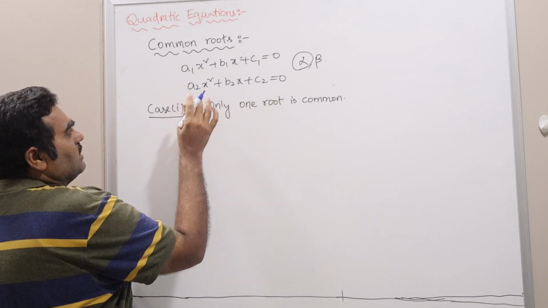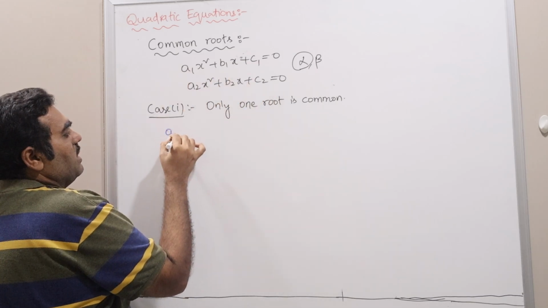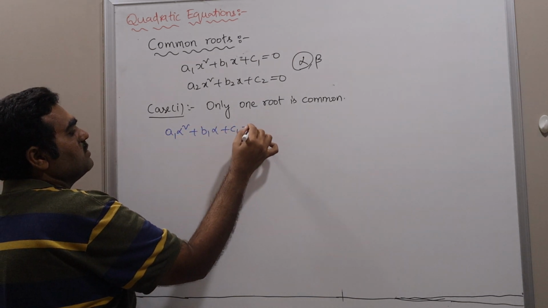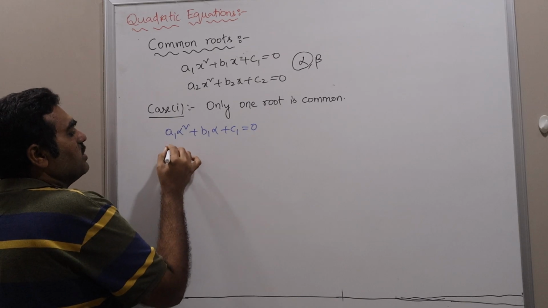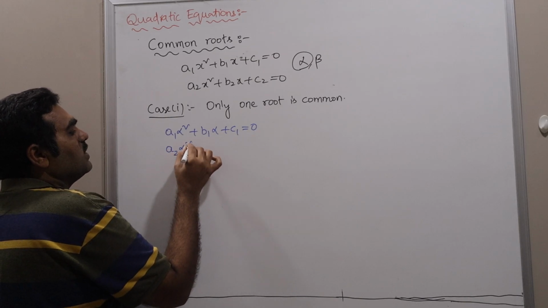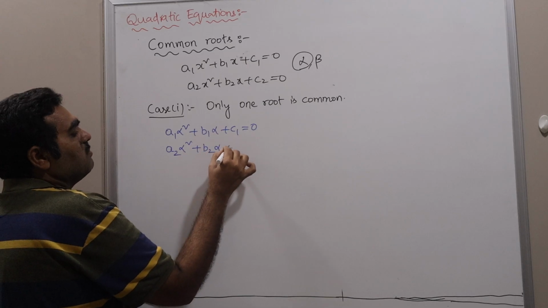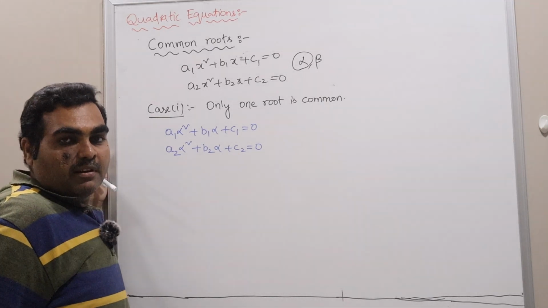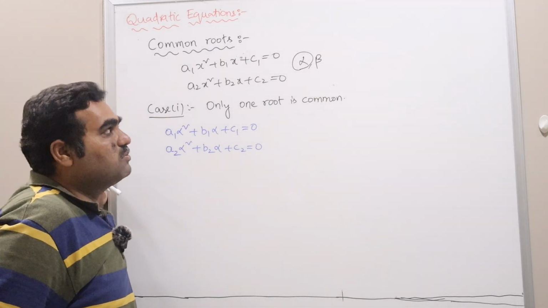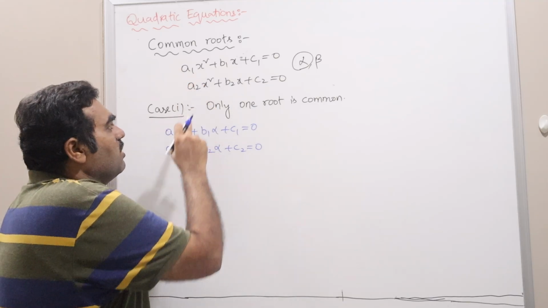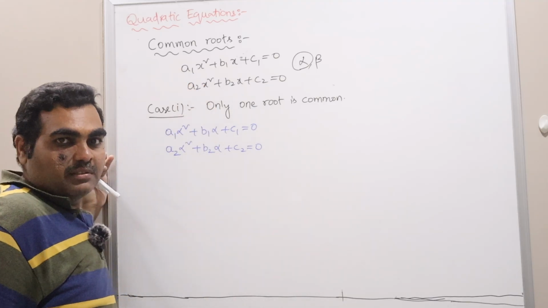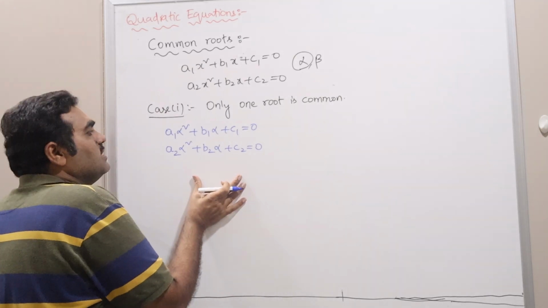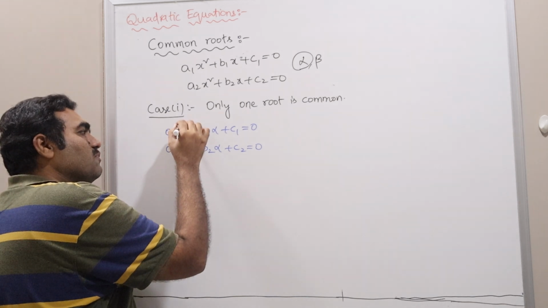If alpha is common, I can substitute: a1 alpha square plus b1 alpha plus c1 is equal to 0. Similarly, in the second equation, a2 alpha square plus b2 alpha plus c2 is equal to 0. Since alpha is the common root for both equations, I can substitute alpha in place of x in both. It is very obvious. Now we are going to solve these equations for these two variables.